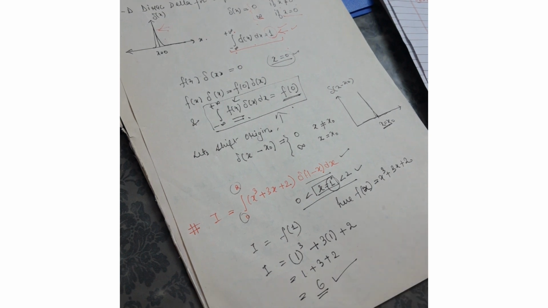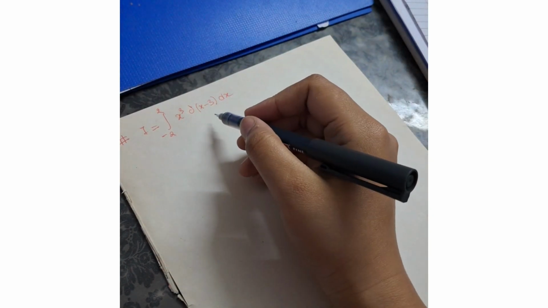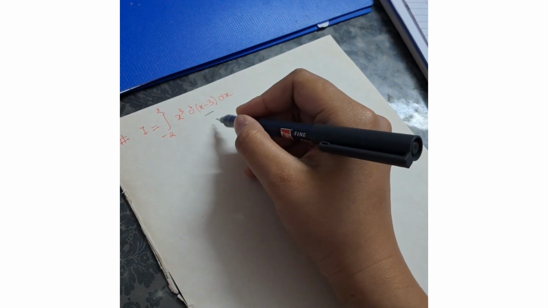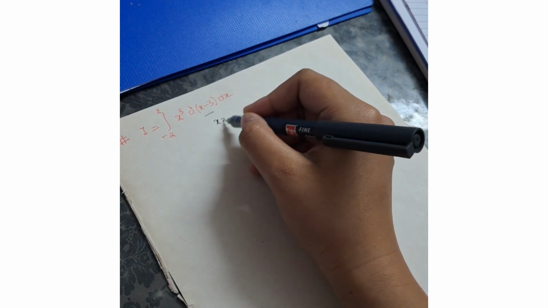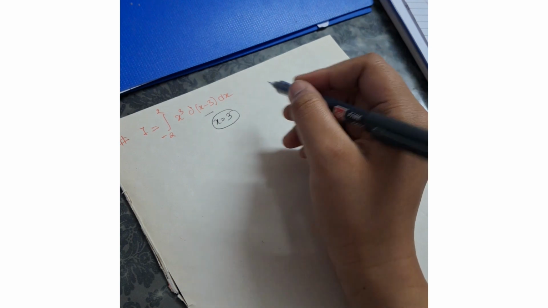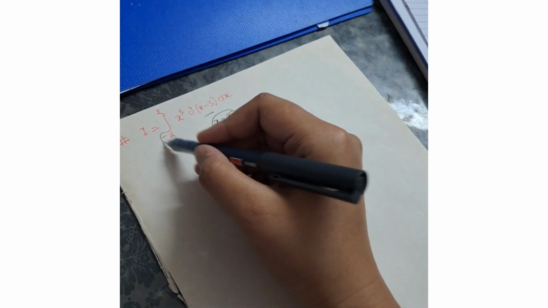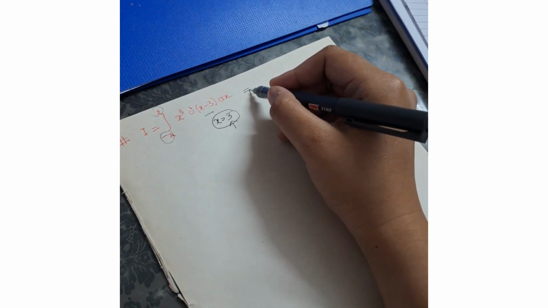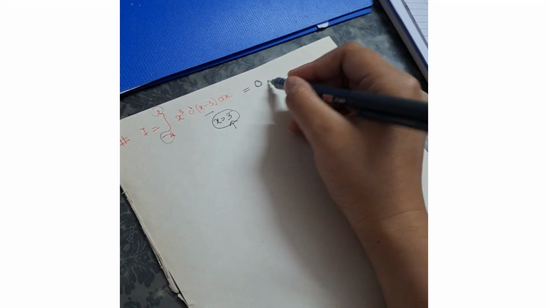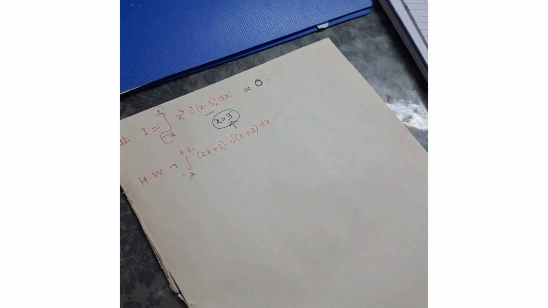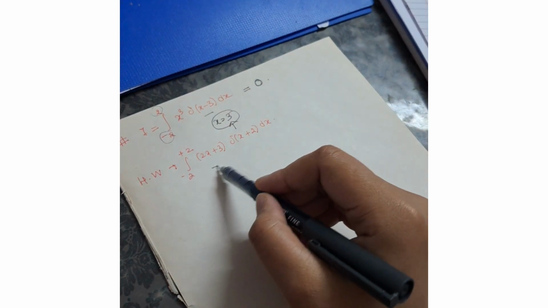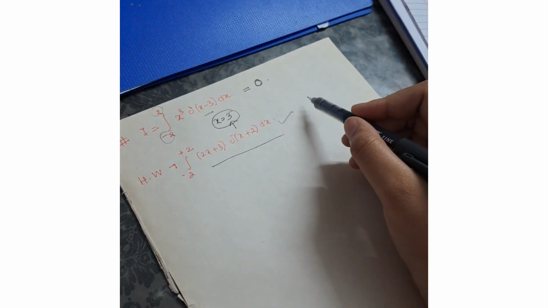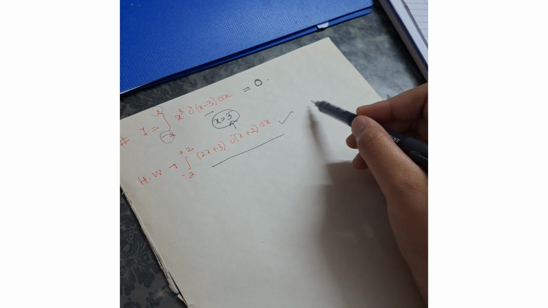This is the answer. Now let us proceed with another example. Here the value of x is equal to 3. But as you can see, this value doesn't lie within the integration limit. Therefore, its answer is simply equal to 0. So try solving this question and you can comment your answer below.